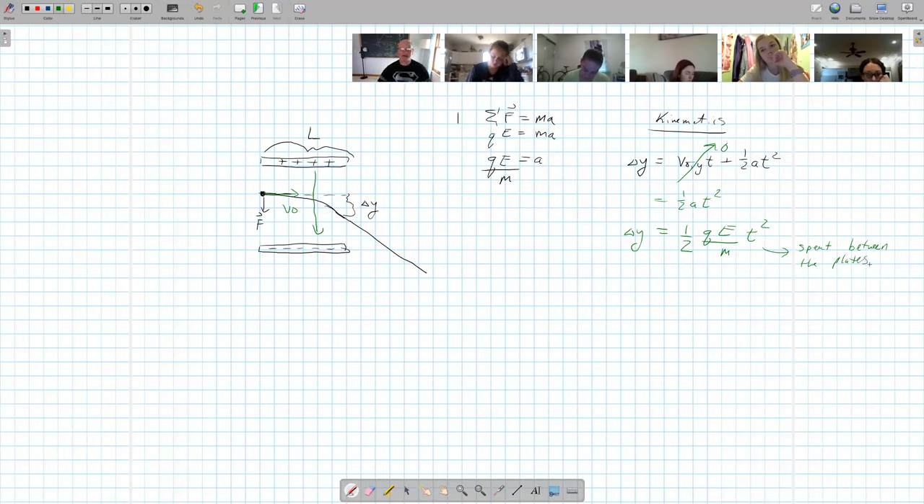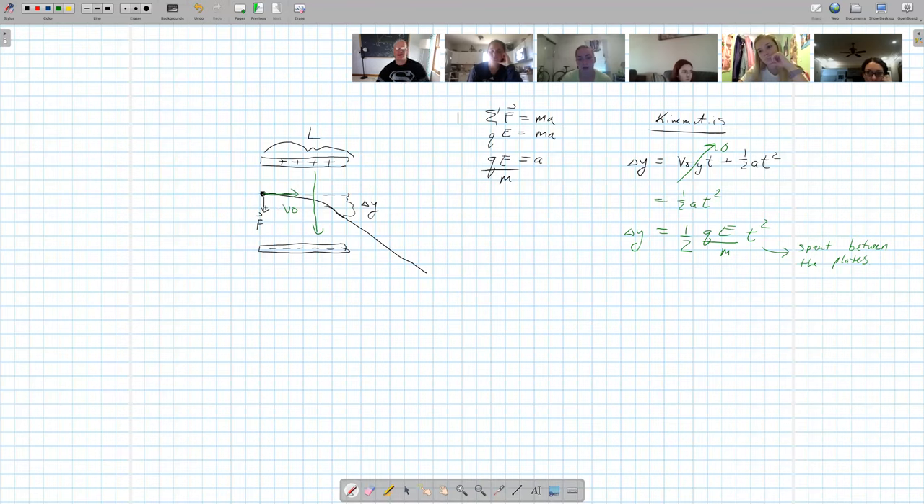So, how can I determine the amount of time it spends between the plates? How could I do that? What do I know? I know the length of the plates, I know the speed at which this thing is moving.